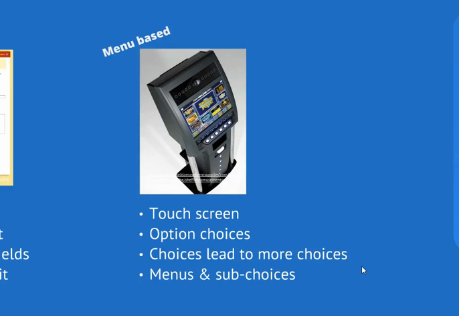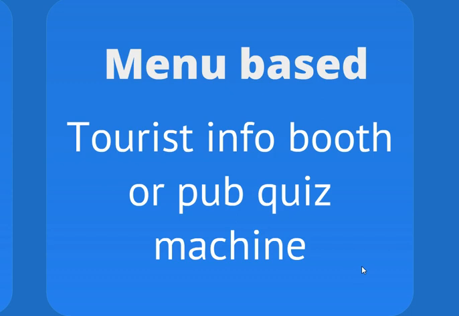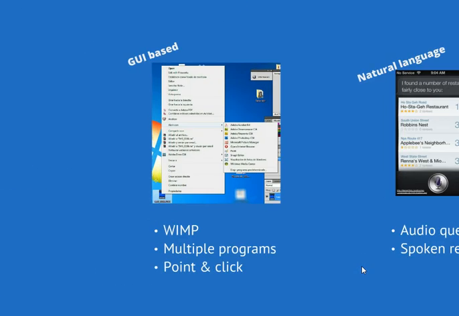A menu base is very restrictive. It's menus leading you into submenus, so it's not really windows, icons, menu pointers, which we'll talk about next. It's just about going through menus. So I've already said pub quizzes, but tourist information booths, going to a train station, something like that, you can click on the screen, get from one option to another option. If you've been to London or anywhere that's got a tube sort of map, you can click and pay like that as well.